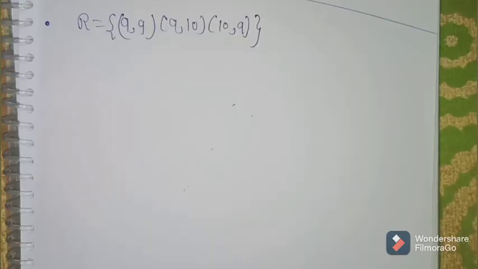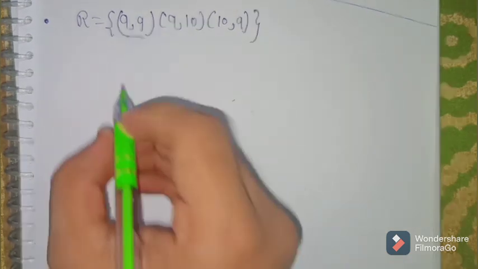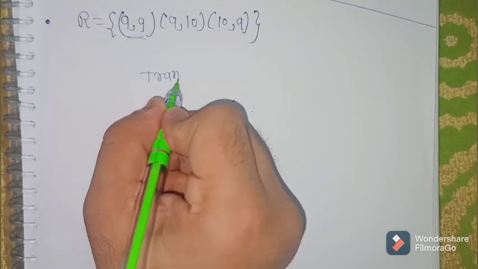We can say that this relation is transitive because (9,10) belongs to R and (10,9) also belongs to R. Therefore (9,9) must belong to R. Therefore (9,9) belongs to R. Therefore this relation is a transitive relation.